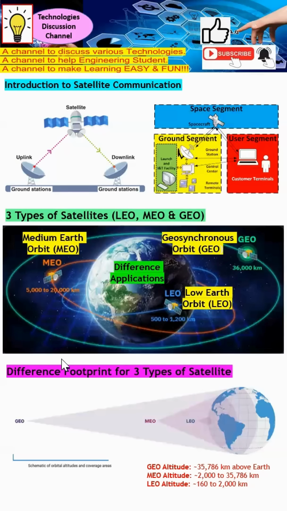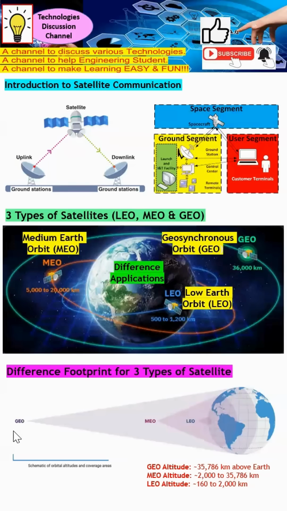This shows the different footprints for the three types of satellite. As I mentioned earlier, LEO is the closest to the Earth, so it has a very small footprint, which means only a very small part of the Earth is served by the LEO satellite. MEO is further away compared to LEO, so it has a larger footprint. Here you can see that they are able to serve a larger community.